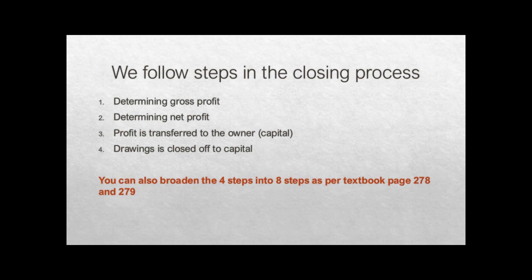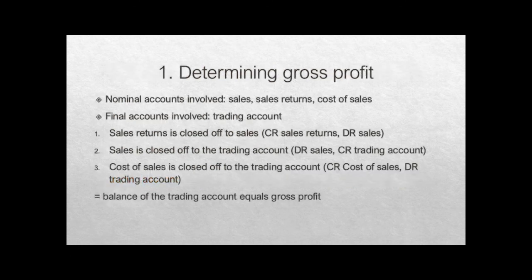The first step is you take the sales returns and you close it off to your sales account. Then once you've closed it off to the sales account, that sales account gets closed off to your trading account. Then we close off the cost of sales to the trading account. Now, the net sales less the cost of sales, we are working out the gross profit in that trading account. That gross profit amount gets transferred to our profit and loss account, which is where we will calculate the net profit.